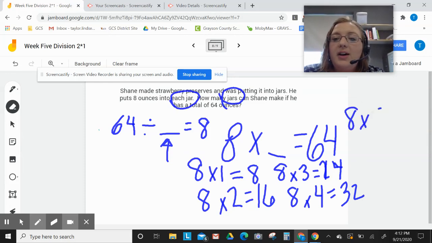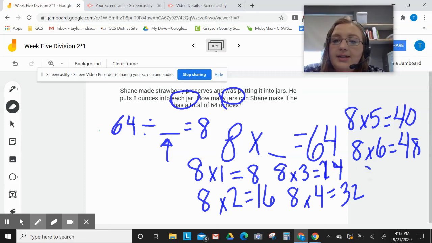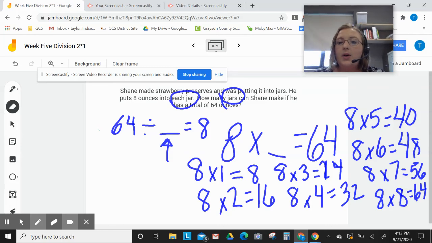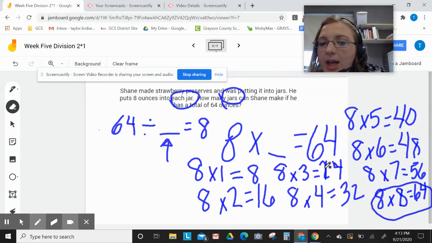8 times 5 is equal to 40. 8 times 6 equals 48. 8 times 7 is equal to 56. And then 8 times 8 is equal to 64. So I know 8 groups of 8 ounces, so 8 jars, equals 64.